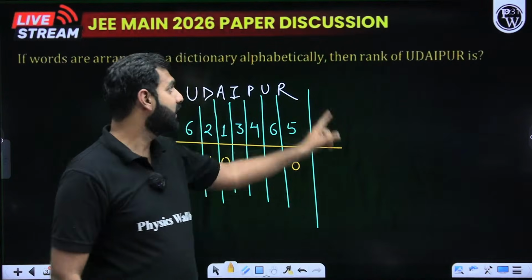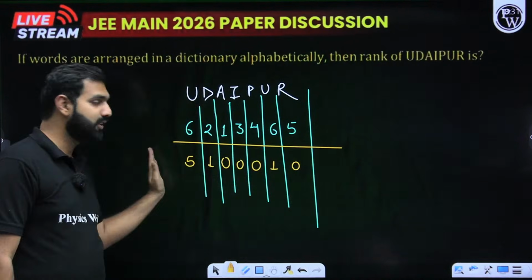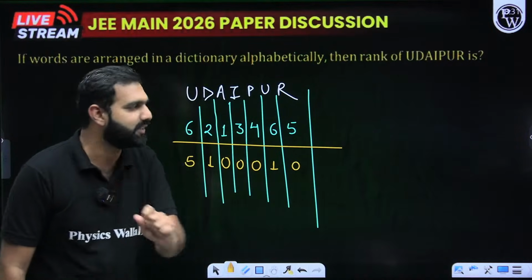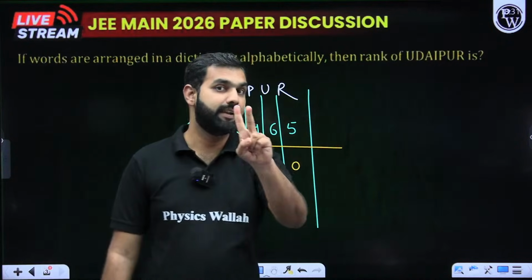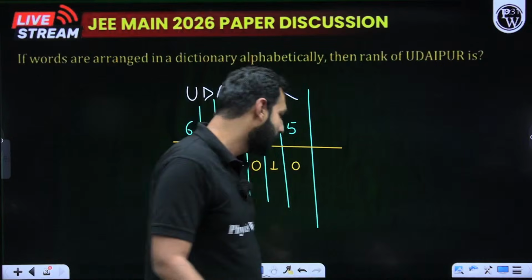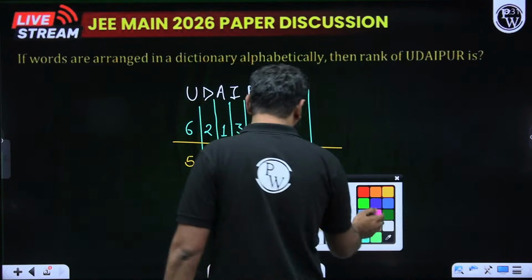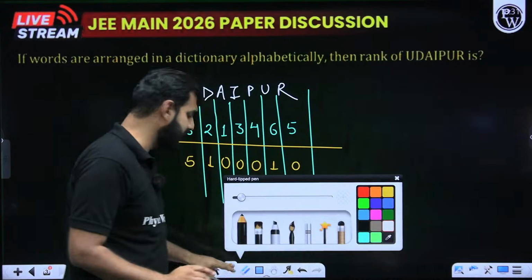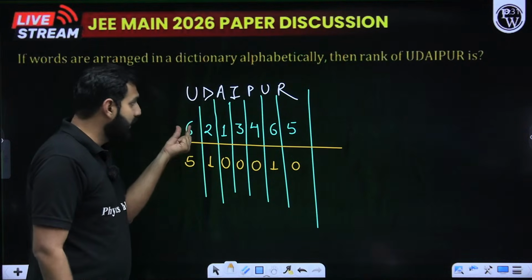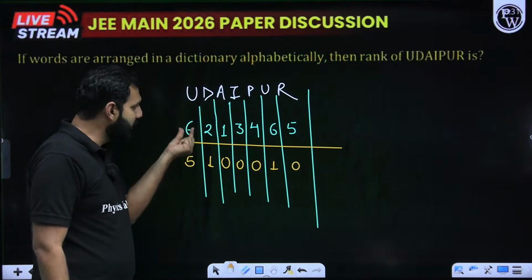The moment you see a rank based question, you can apply this short technique. The only catch here in this question is that U as a letter is appearing twice. Sir, what to do with that? Remember, just look at this part. In case of repetition, U basically, in terms of numbers, is 6.